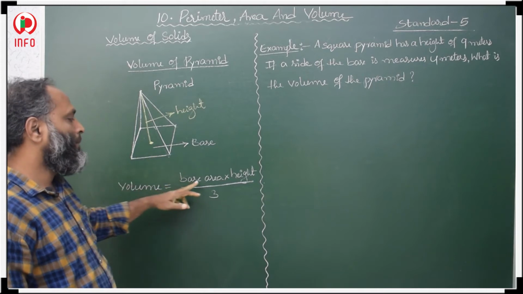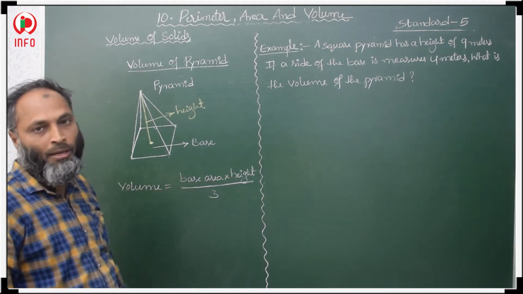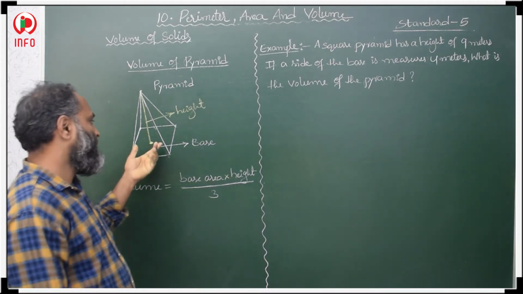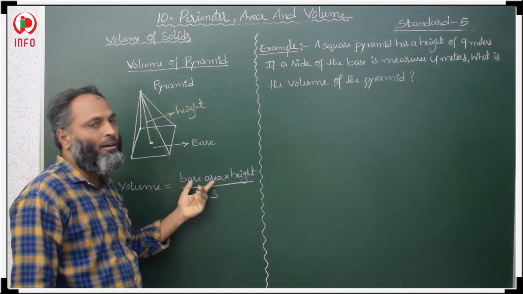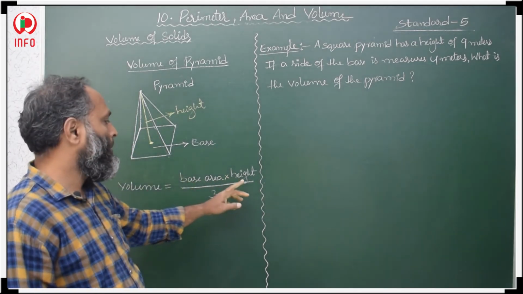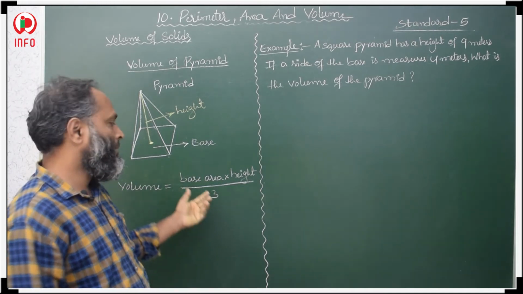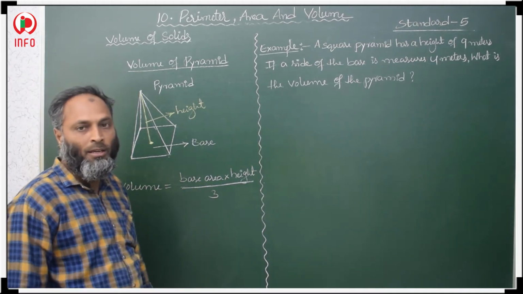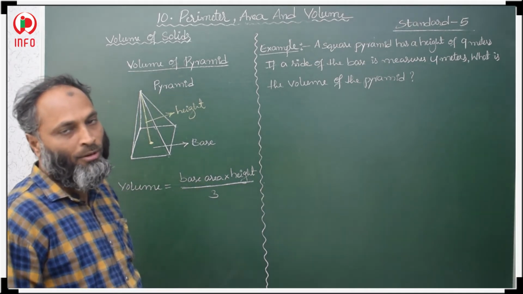That is base area into height divided by 3. Base area, if the base is in square shape, we have to find the square area and multiply with height. That product we have to divide by 3. Then you will get your volume of a pyramid.